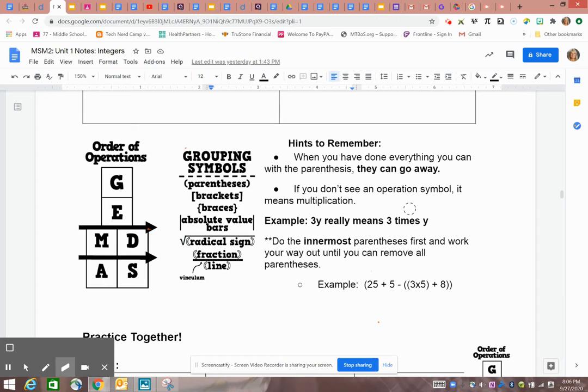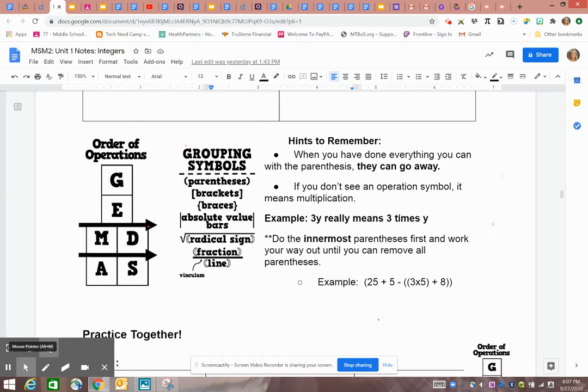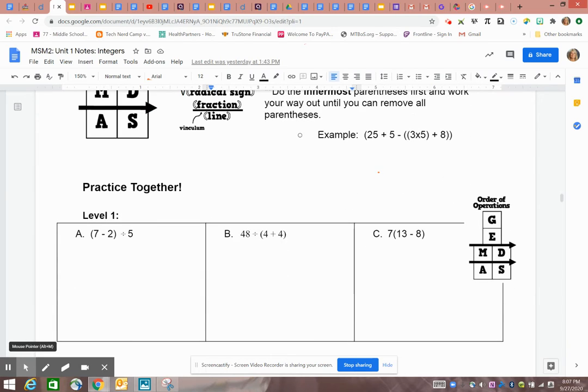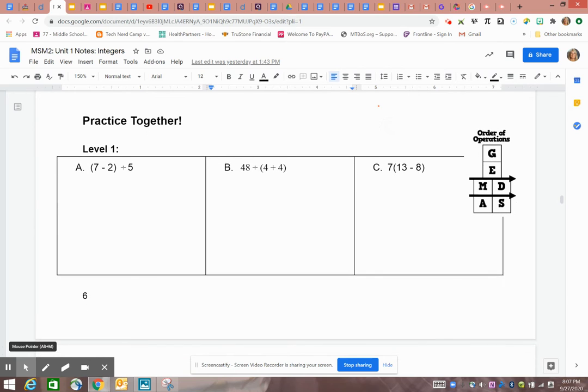All right, so we're going to take a peek and jump into some examples here. So if you go down to your next page of the notes, let's see. So right here, let's take a look at these level ones. So our level ones practice together. Notice you've got that little PEMDAS sign, GEMDAS, I call it GEMDAS because we have more information now, but that GEMDAS, starting with grouping symbols, moving to exponents, multiply, divide, add, and subtract.